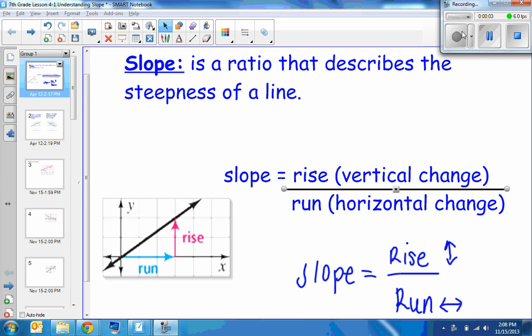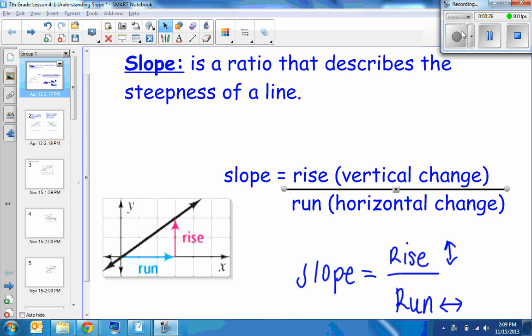Hey everybody, so today we're going to look at slope. So what is slope? Well, it's the ratio that describes the steepness of a line. We're going to be looking at linear functions this chapter, and we need to understand that the slope is how steep a line is. We can use a formula to figure out what the slope of a line is.